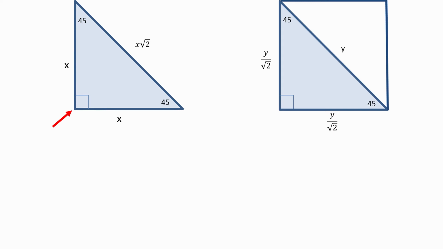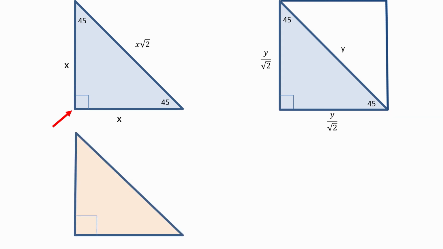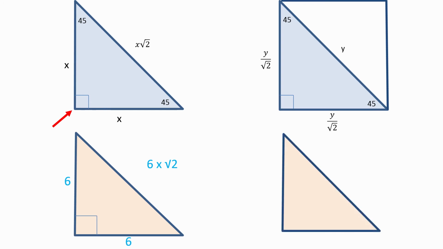Okay, let's look at an example of a 45, 45, 90 triangle. Here's one with a side of 6. Now, how can you calculate the hypotenuse of this triangle? Well, apply the rule. It's just 6 times the square root of 2. Let's take one where we know the hypotenuse. Say the hypotenuse is 8. Then the side is 8 divided by the square root of 2.